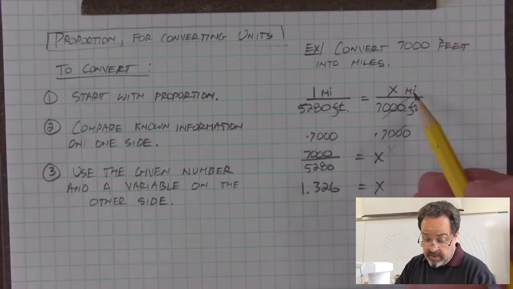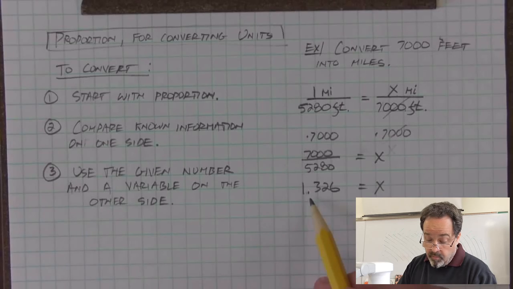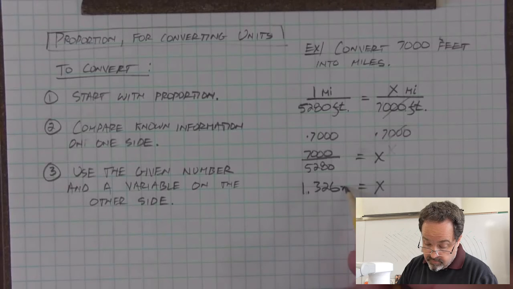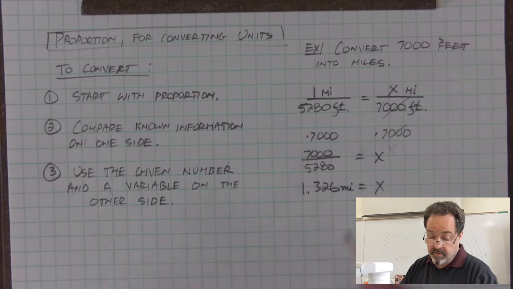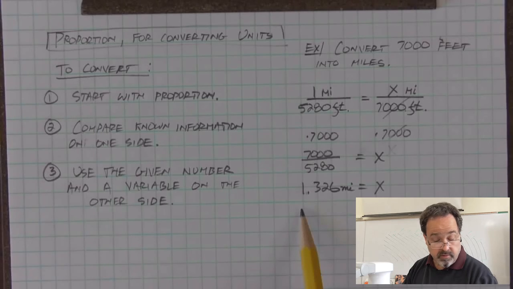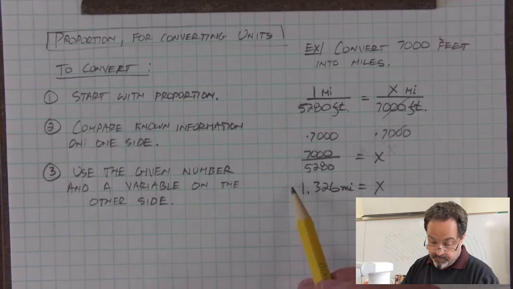X has units miles. 1.326 is the value of x, and I include the units to give me a final answer that the 7,000 feet is equivalent to approximately 1.326 miles.